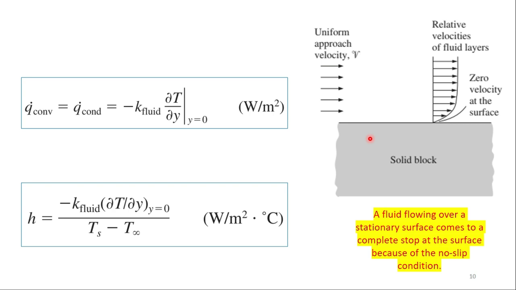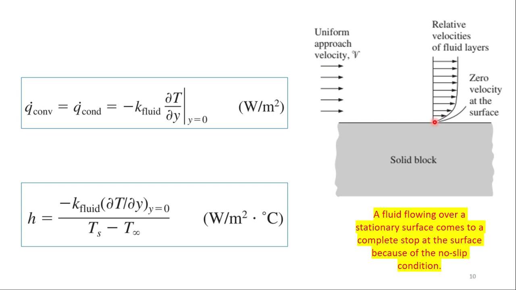When two bodies at two different temperatures are brought into contact, heat transfer occurs until both bodies assume the same temperature at the point of contact. Therefore, a fluid and the solid surface will have the same temperature at the point of contact. This condition is simply known as the no temperature jump condition. So at this point, the fluid layer and the solid block will have the same temperature.